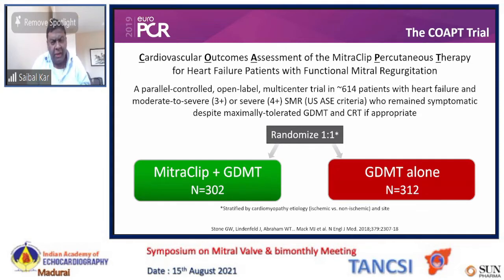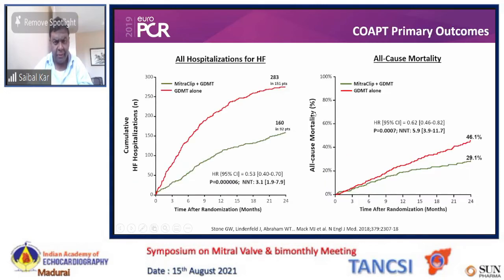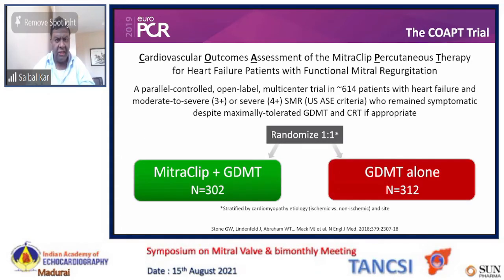So what we wanted to see, this is the COAPT trial, 302 patients randomized to MitraClip and GDMT, and 312 to GDMT alone. But inclusion was severe or 4+ MR based on the ASE criteria, not on the European guideline criteria. Now, what we found is pretty impressive.